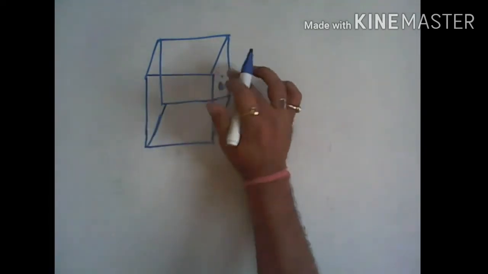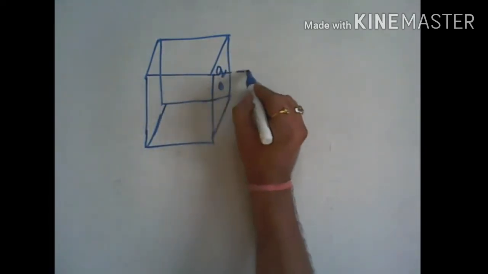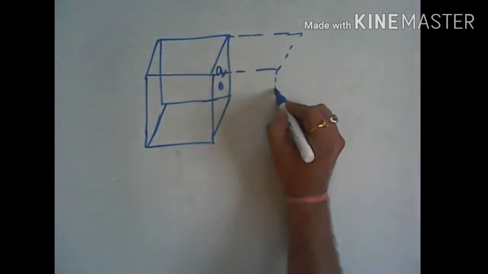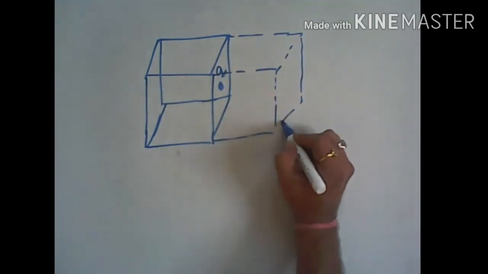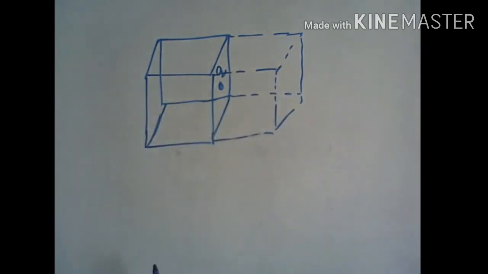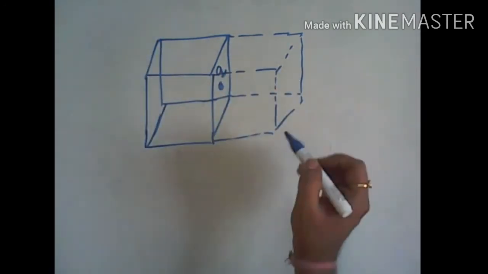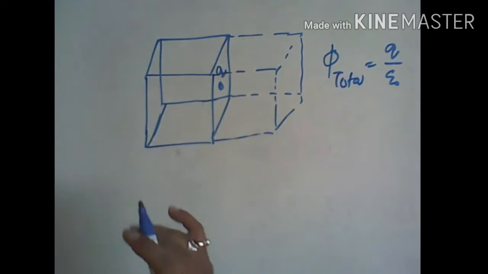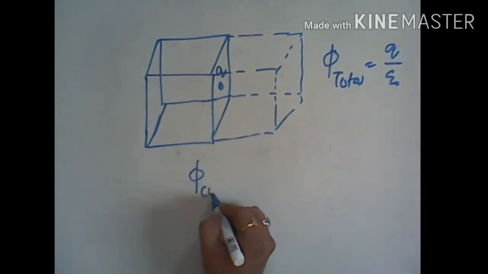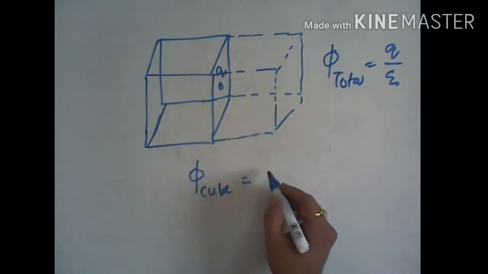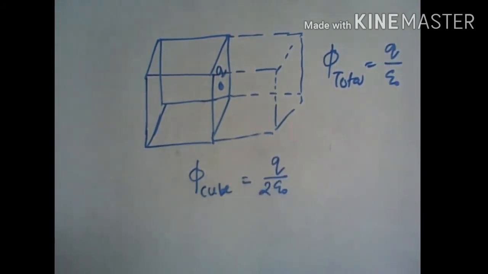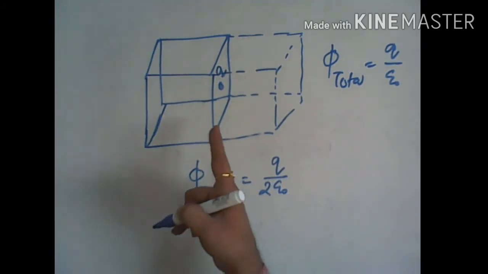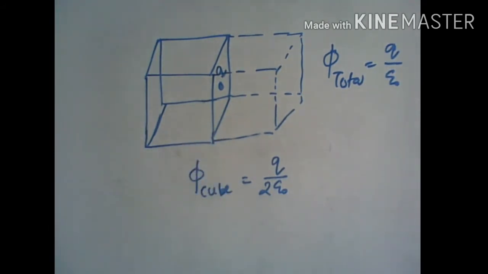So what we'll do is, we have to enclose this charge first. So we'll draw here one cube of the same size. Is it enclosed between these two? Yes. So for this total, the flux total will be Q by epsilon naught. So for one cube it will be Q by 2 epsilon naught, correct? So the flux through this cube will be Q by 2 epsilon naught.